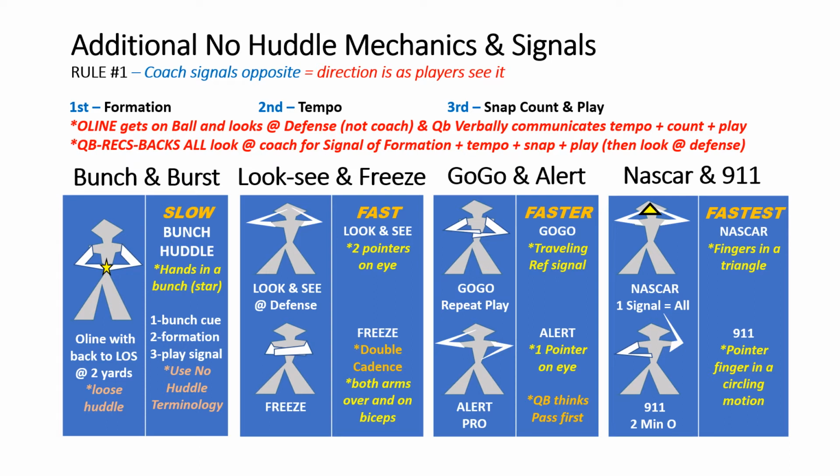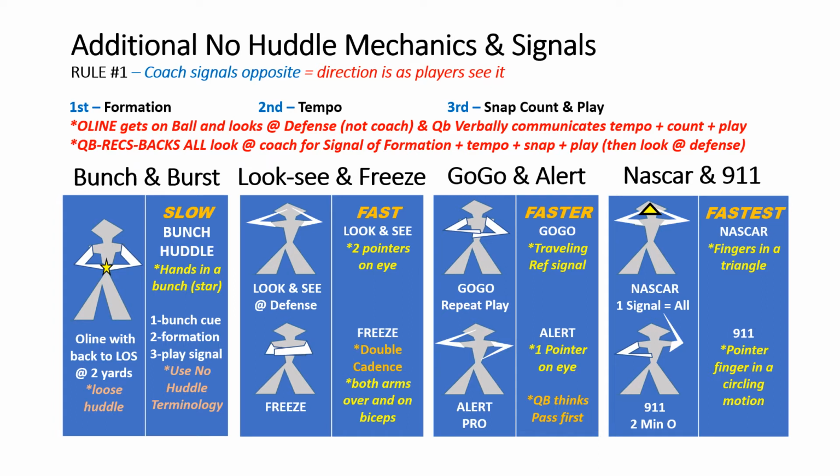What you're going to use more often is just huddle, or go no huddle, and do what's called a look and see. This is where the offensive coordinator is going to put both pointers on both eyes, and that just tells the offensive players to stop looking at them for the play and to look at the defense and recognize that. We can also do the freeze, as we mentioned, to use the double cadence.